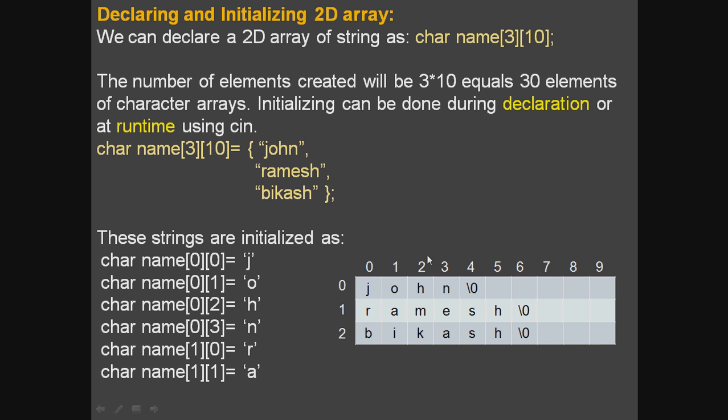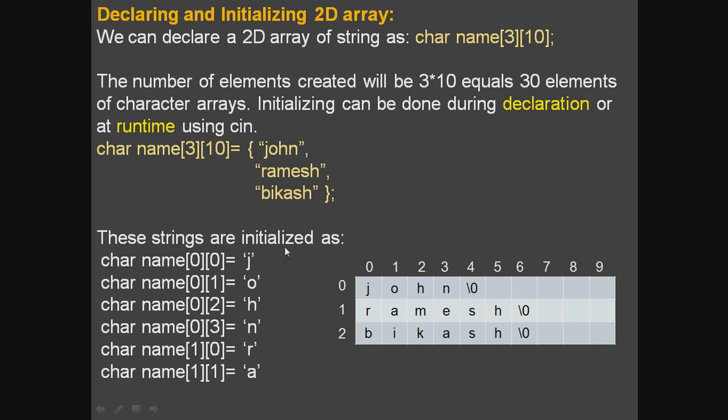So 0 1, all right. After this is filled up, again it will come here, 1 0, okay, so 1 0 R, 1 1 A, 1 2 M, okay, and then 2 0 B, 2 1 I, B 2 2 K. So this will fill up like that, right? So this is how you initialize during declaration time.